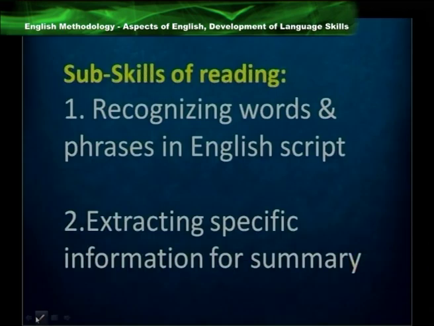Along with this we have the sub skills of reading. First, recognizing words and phrases in English script. Once they have the habit of reading textbooks, they will recognize the words and phrases in English script. If they do not have a proper reading habit or ability, they can't recognize the words in a proper way. To get perfection in recognizing words and phrases, they have to read the textbooks with comprehension. Comprehension makes students read the textbook thoroughly and with understanding.